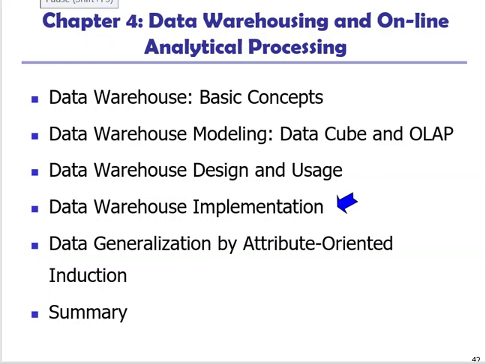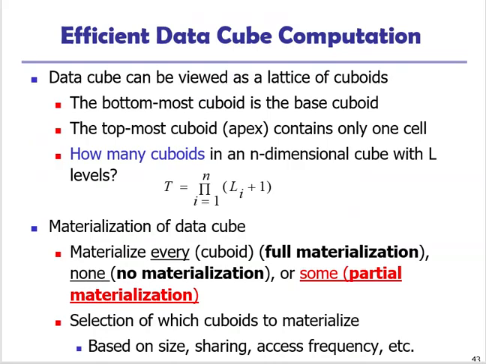In the data warehouse implementation section, we're going to talk about some of the computational aspects related to data warehouse. So we know that a data cube is a lattice of cuboids. We know there is a base cuboid that includes all the data, and all the other cuboids can be created from the base cuboid using different group bys.